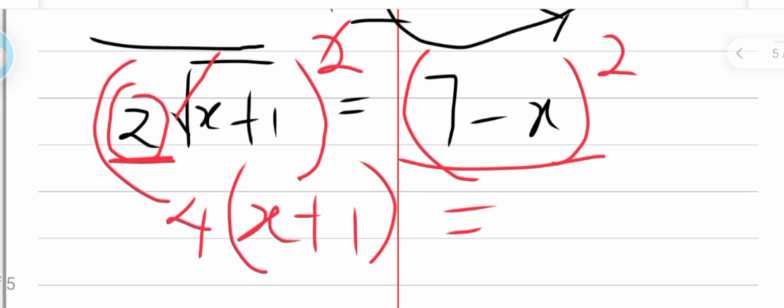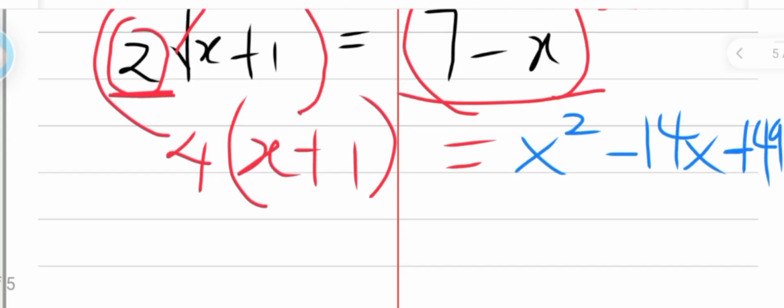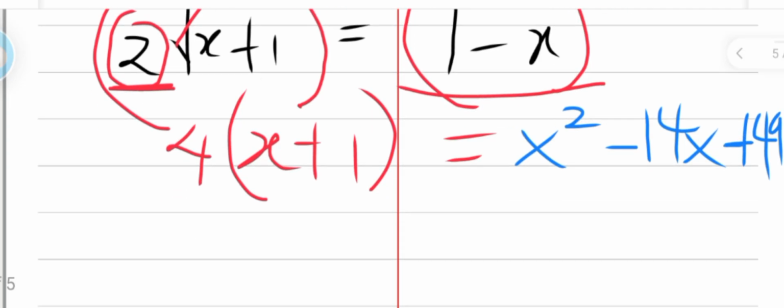So if you do that correctly, you are expected to get x squared minus 14x plus 49. So we have two sides of the equation. We have 4 into bracket x plus 1 equal to x squared minus 14x plus 49. So we are still looking for x.